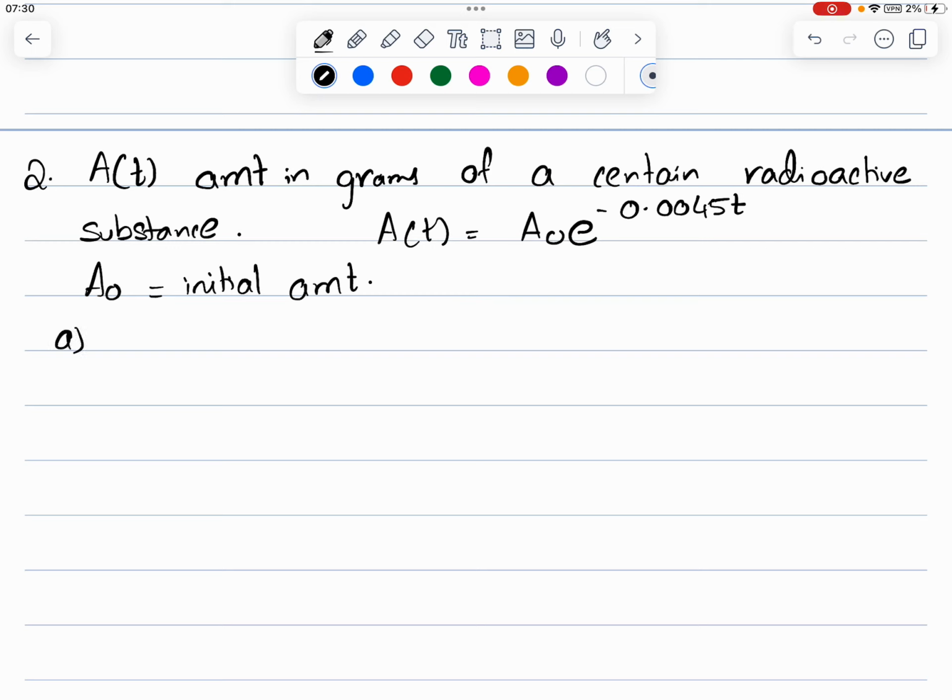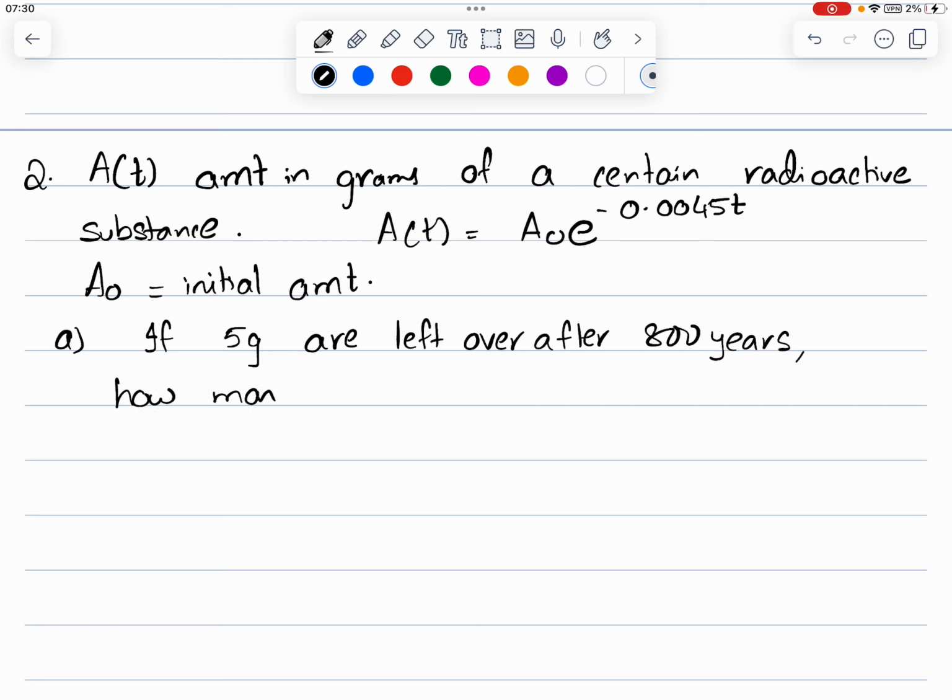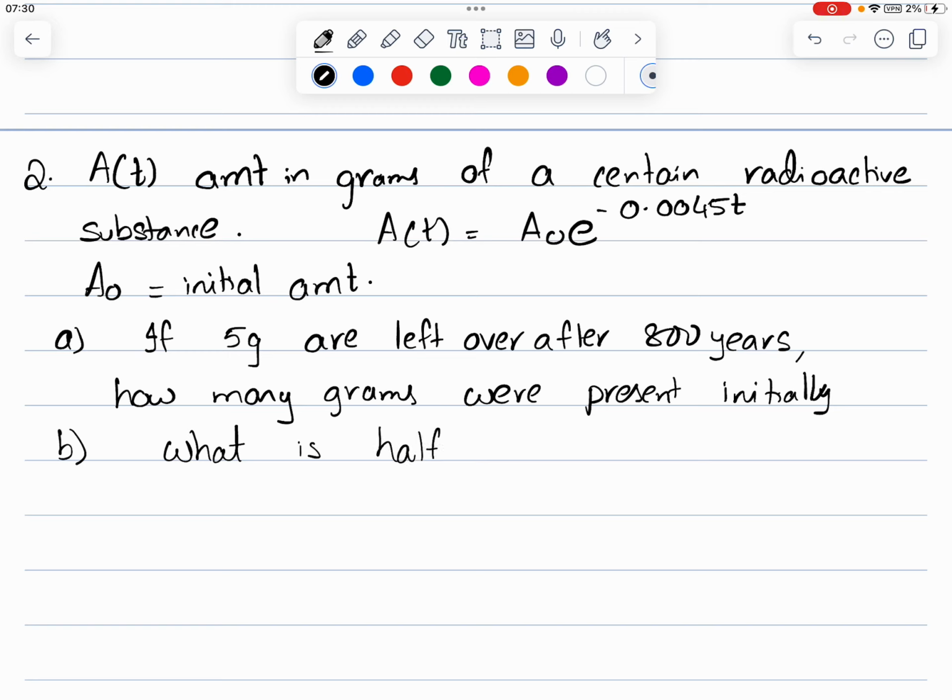Now part A is asking: if 5 grams is left over after 800 years, how many grams were present initially? Then part B, what is that? What is the half-life of the substance? So there are two questions.